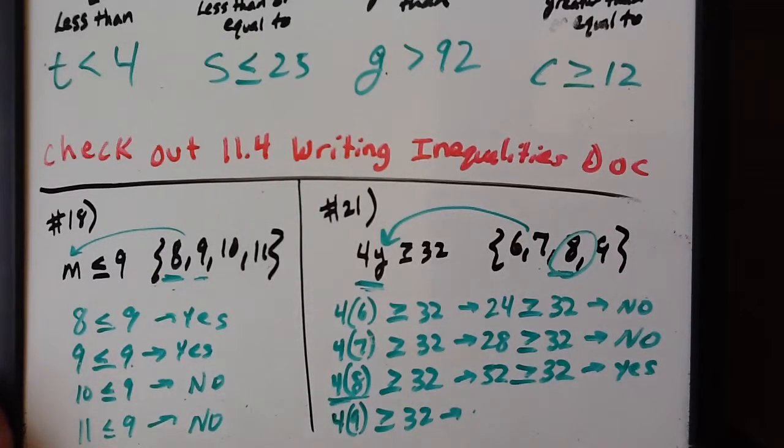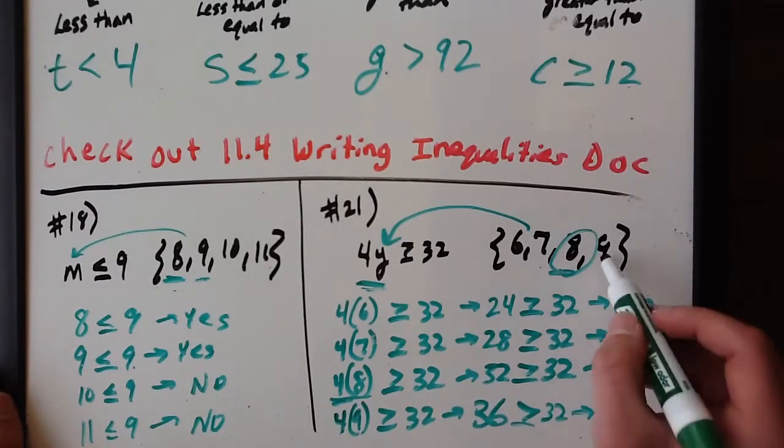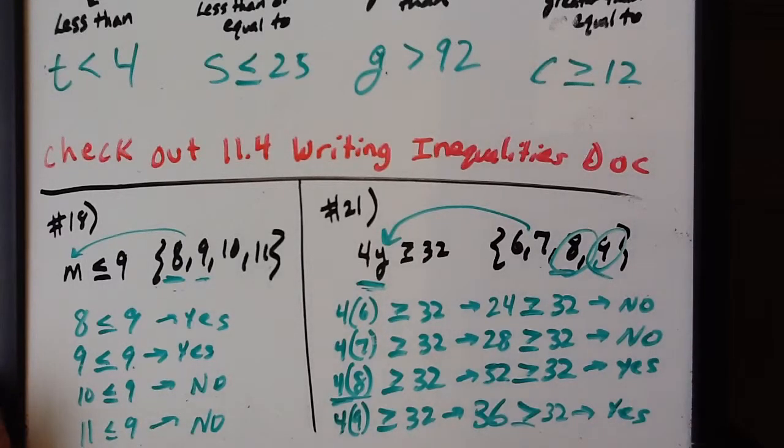What about the number 9 plugging in for y? 4 times 9 is 36. Is 36 greater than or equal to 32? Yes, it is. It is greater than. So 9 is also a solution to the set.